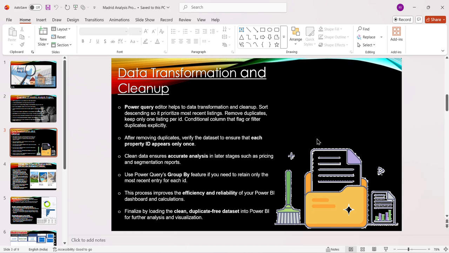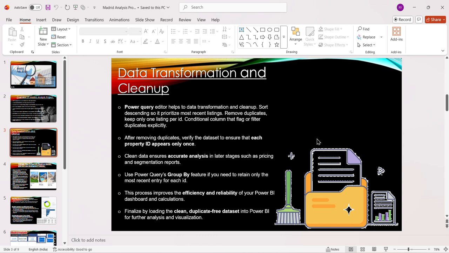Okay. Moving forward with data transformation and cleanup. Power Query Editor helps with data transformation and cleanup. Sort descending so it prioritizes the most recent listing, remove duplicates, keep only one listing per ID, and use a conditional column that flags or filters duplicates explicitly. After removing duplicates, verify the dataset to ensure that each property ID appears only once. Next point, clean data ensures accurate analysis in later stages such as pricing and segmentation reports.